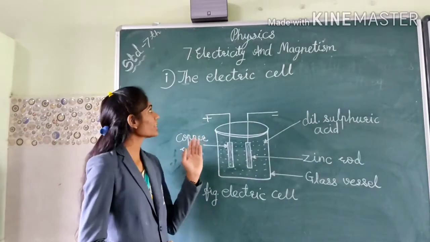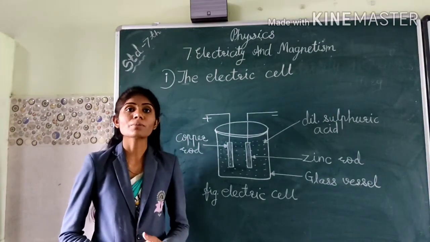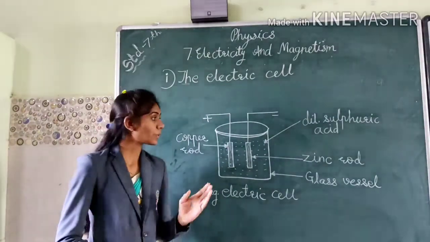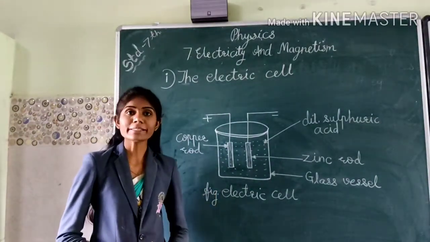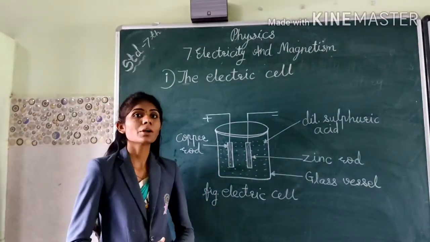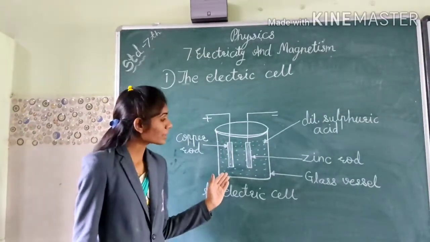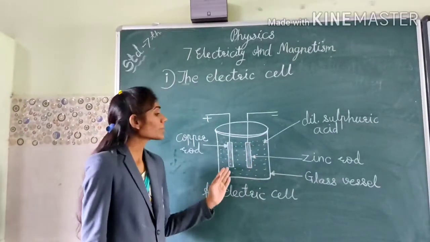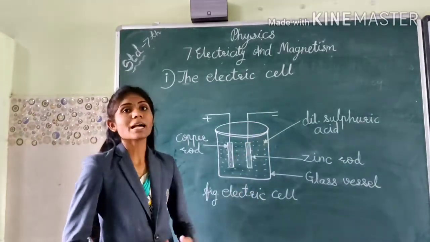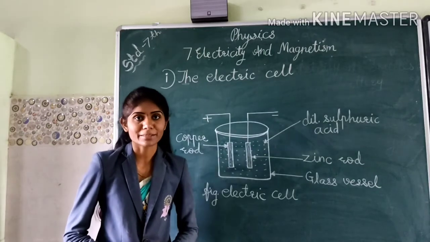First, the electric cell. The electric cell is a source of electricity. The structure of an electric cell is as shown in the figure. So let's see in detail. The electric cell contains one container which is a glass vessel. It also uses dilute sulfuric acid in it, which is called the electrolyte.